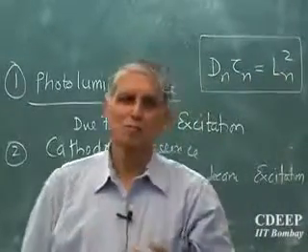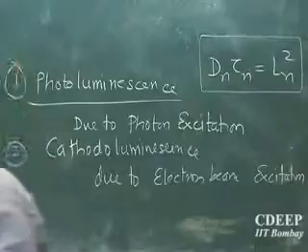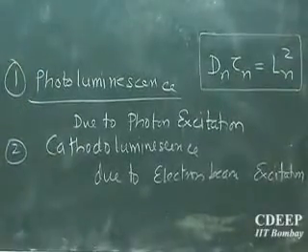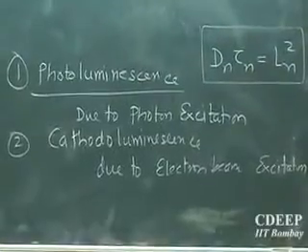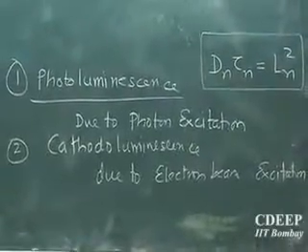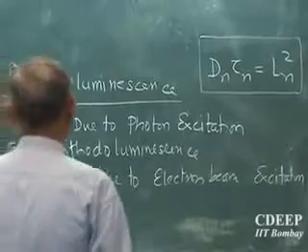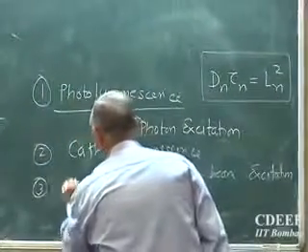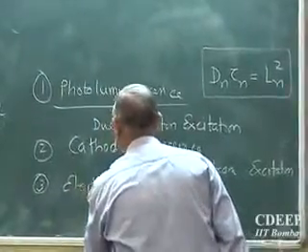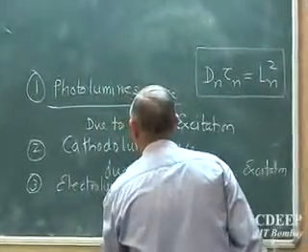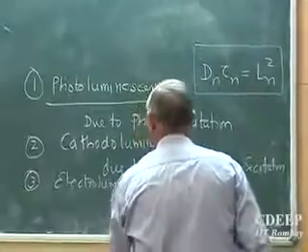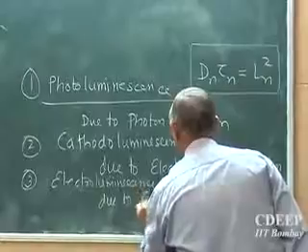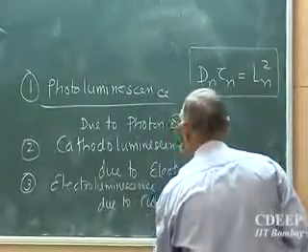Instead of an electron beam, let's say there is a material and I inject constant current inside it. So the third possibility is what is called electroluminescence. It is due to current excitation.